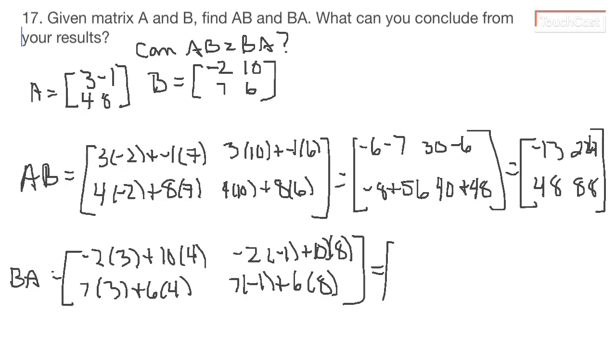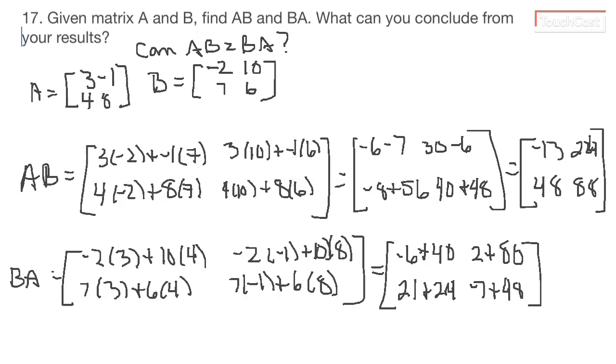Which, if we do the multiplication, that's going to give us negative 6 plus 40 and 2 plus 80 and 21 plus 24, as well as negative 7 plus 48, which if we then combine everything through addition, we're going to end up with 34, 82, 45, and 41. Which those two matrices are not the same.